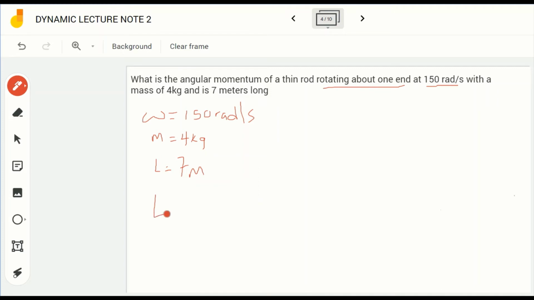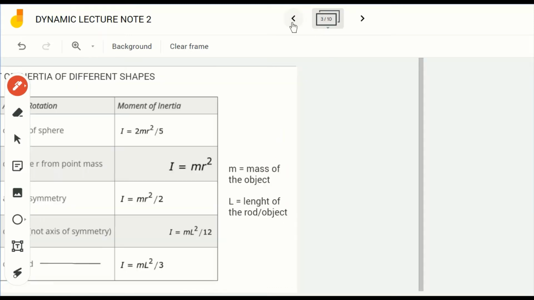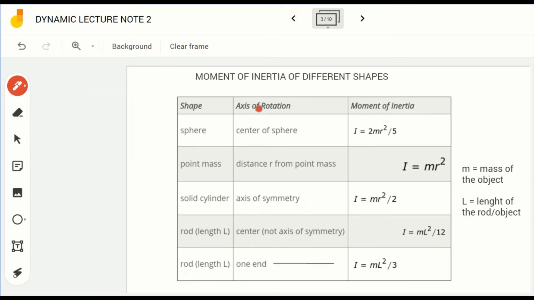Capital L. And if you remember, the formula I can use to solve this question is angular momentum equal to inertia times my angular speed. Now, the inertia of a rod rotating about one end, on my table here, is ml squared over 3. This is the formula I will use to get my moment of inertia for a rod that is rotating about one end.